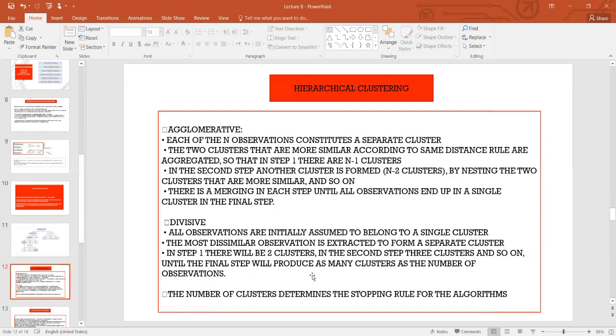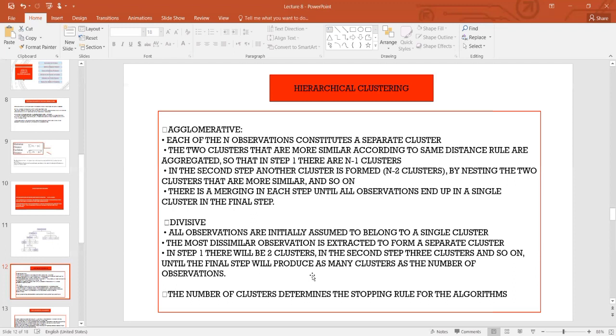Hierarchical clustering. Agglomerative. Each of the n observations constitutes a separate cluster. The two clusters that are most similar according to the distance rule are aggregated so that in step 1 there are n-1 clusters. In the second step, another cluster is formed by nesting the two clusters that are most similar, and so on. There is a merging in each step until all observations end up in a single cluster in the final step. So هون بيعملوا جمع للأشياء similarities ب one cluster.